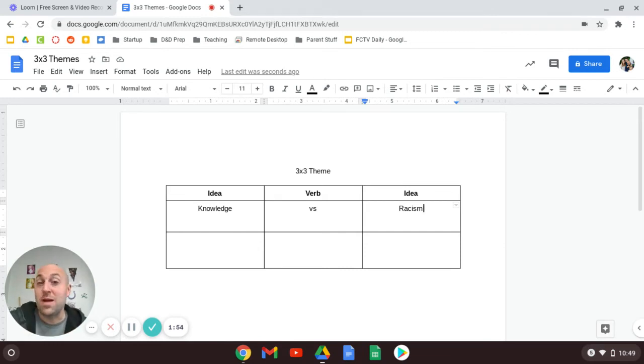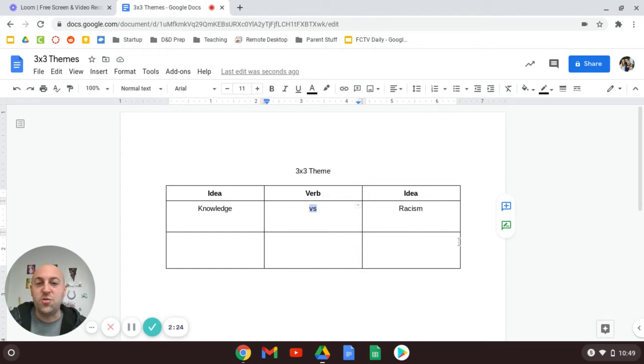So what we do with a 3x3 theme is, we have our two ideas that interact with one another, knowledge and racism. But in the middle, instead of "versus," which just says these two things interact, we want to be more specific. So let's put a verb that represents how they interact. And when you do this, flip them if you need to. You may write it down and realize you need to flip them to make it work. That's fine. Or you may need to switch one idea with a different one.